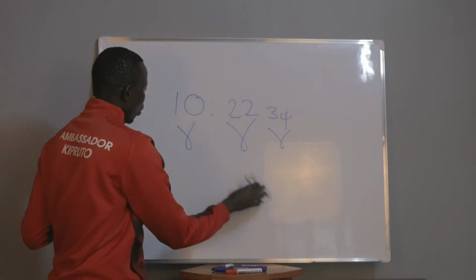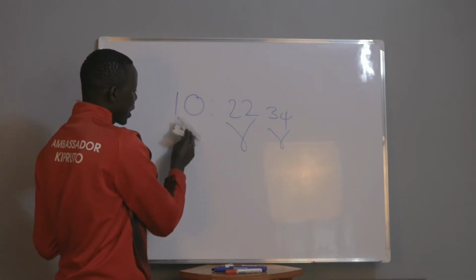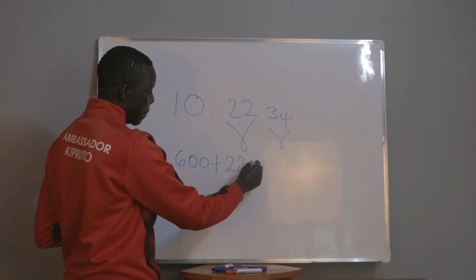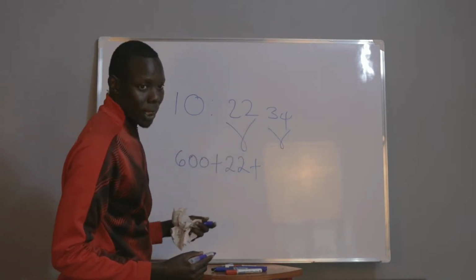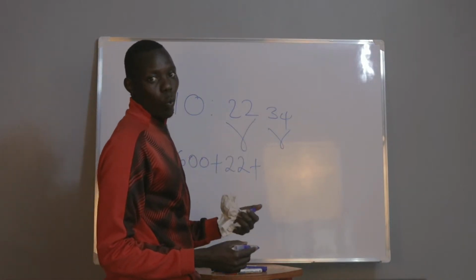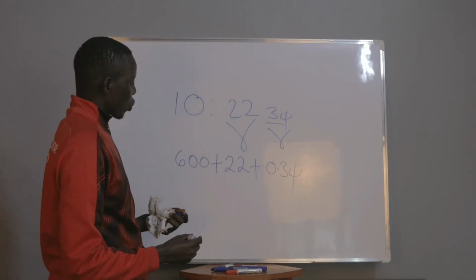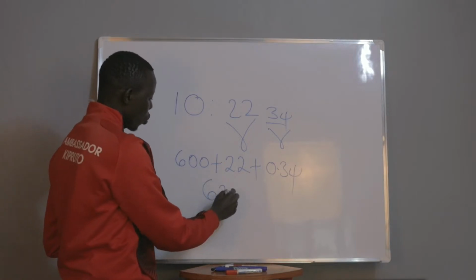So kitu kwanza, convert for us this minute plus 22 seconds plus 34 seconds. So it's going to be 6:22.